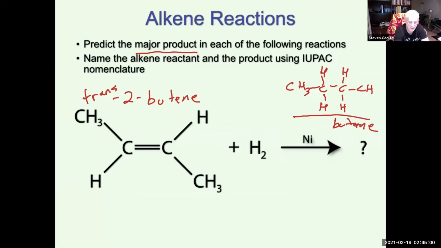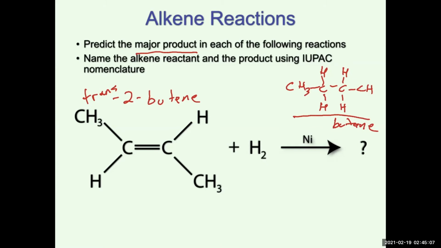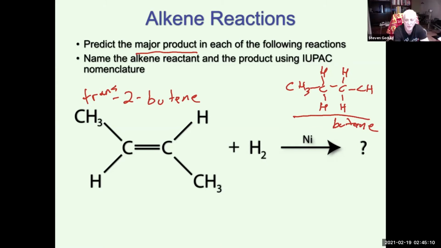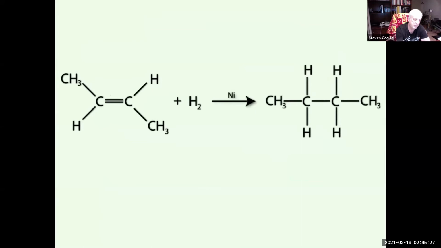Okay. Is it cis-butane or trans-butane? It's neither. You cannot have a cis-trans isomer if you have only single bonds. You have to have a double bond or a cyclical structure to have a cis-trans isomer. No other way to do it. So this is just butane. And that's exactly what we did. We added hydrogen, H to each one. We started with trans 2-butene and we ended up with butane.